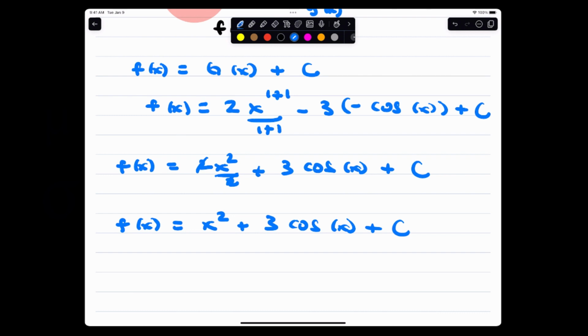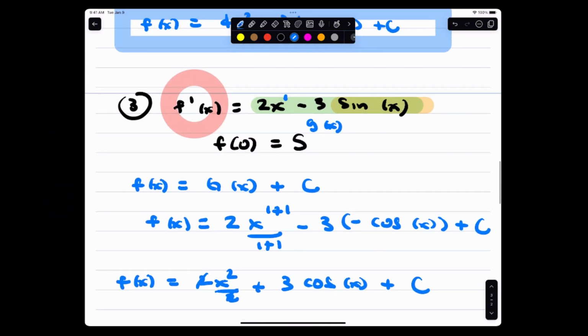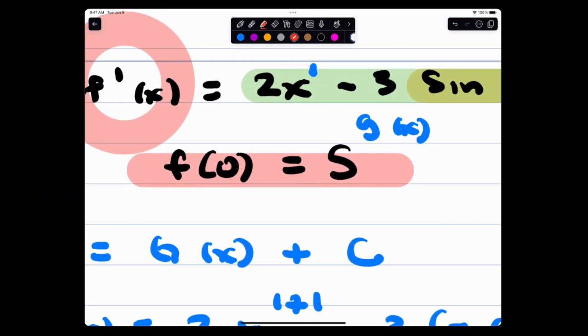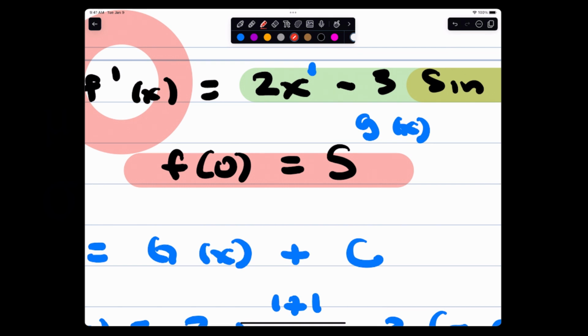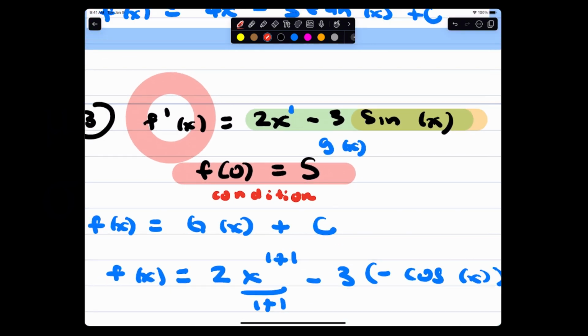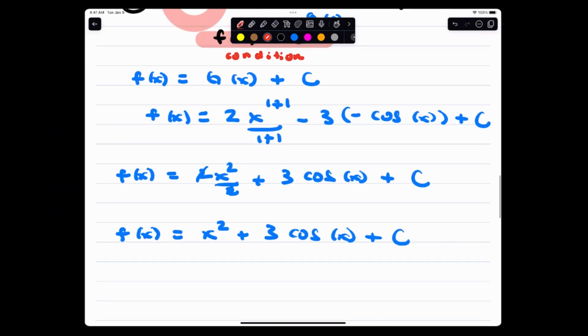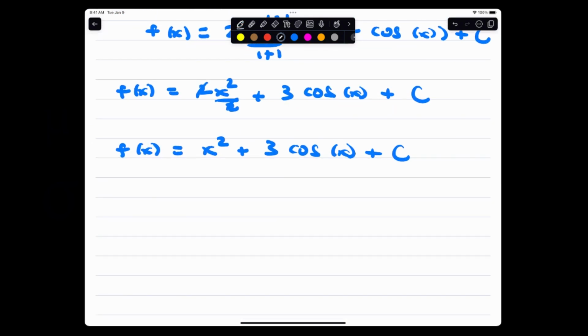So you say, oh, okay, I guess I'm done, right? You're done. But then you notice, what did they give you? f of 0 equals 5. They applied a condition. This is known as a condition, by the way, to the function. They applied the condition that when x is 0, the function is 5. Now, you might say, what does that even mean? Well, you're looking at this picture here. This is called the general solution, so you guys know.